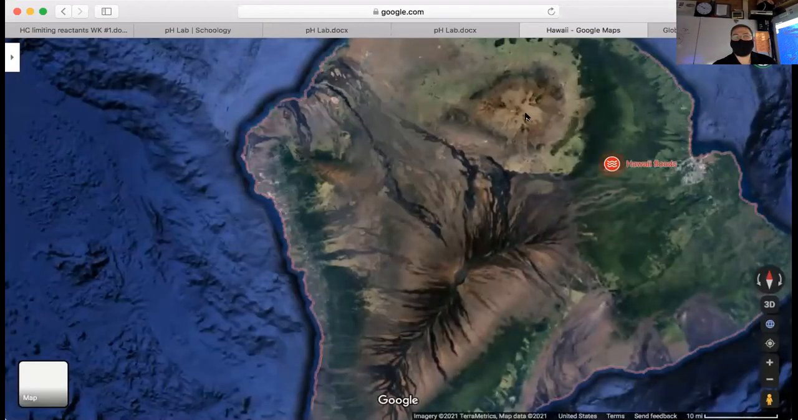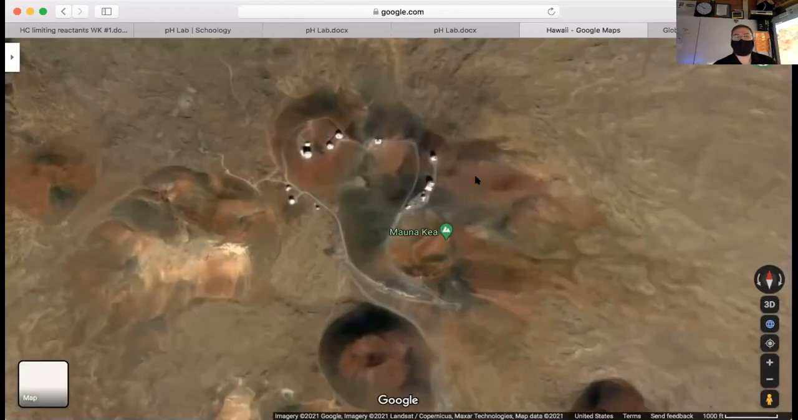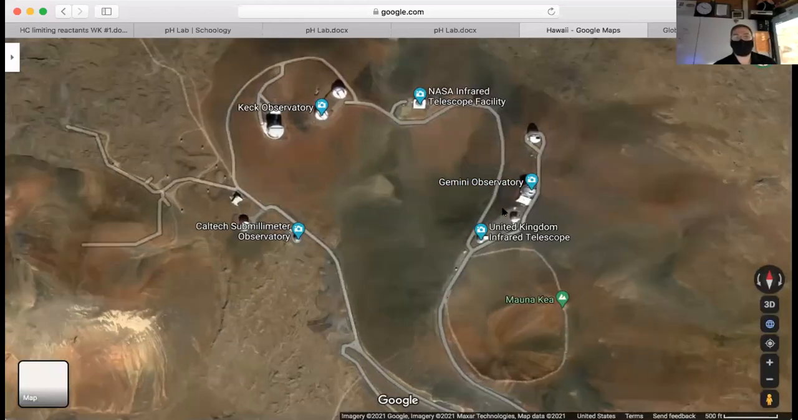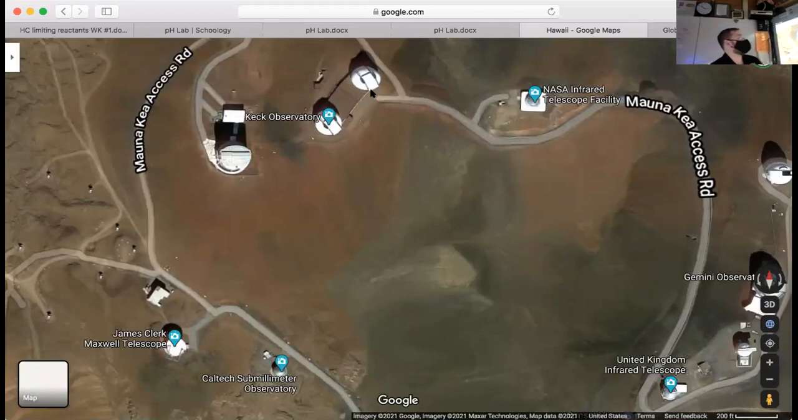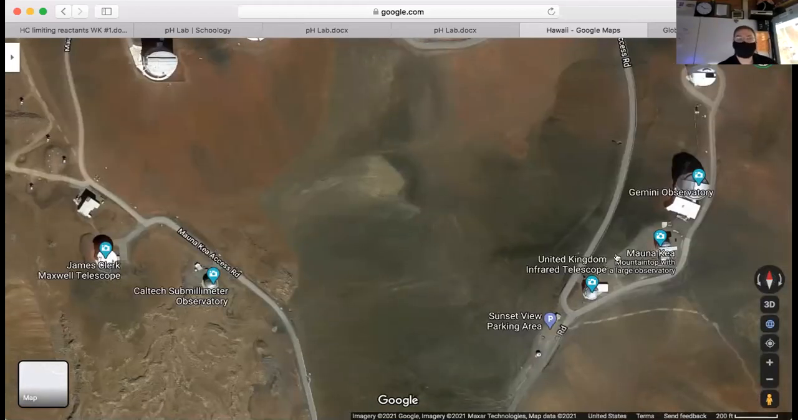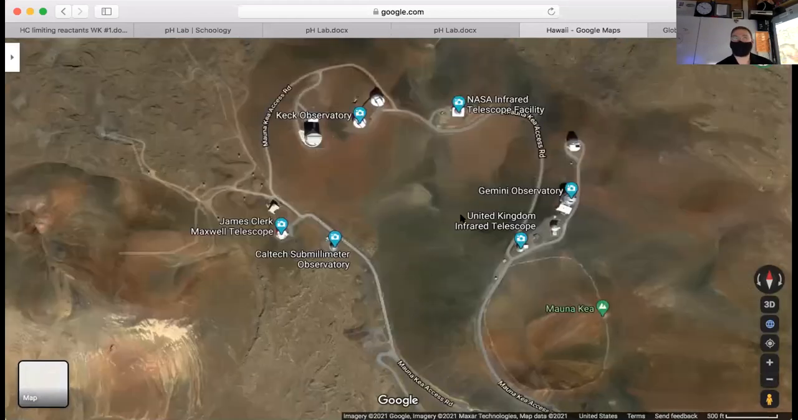Mauna Kea, the one to the north, is famous because some of the world's greatest astronomical observatories are at the top of that mountain. The Keck Observatory, which is a pair of telescopes, NASA's Infrared Telescope, the Gemini Observatory, the Subaru Telescope, James Clerk Maxwell. Basically, the top of Mauna Kea has the collection of the world's finest observation telescopes. The reason those telescopes are on top of Mauna Kea is that it's a very tall mountain, so you look through less of the atmosphere.